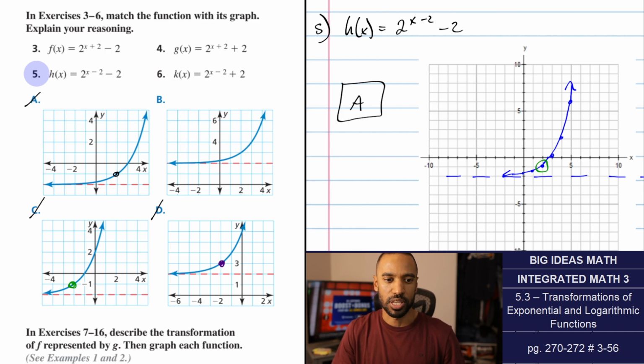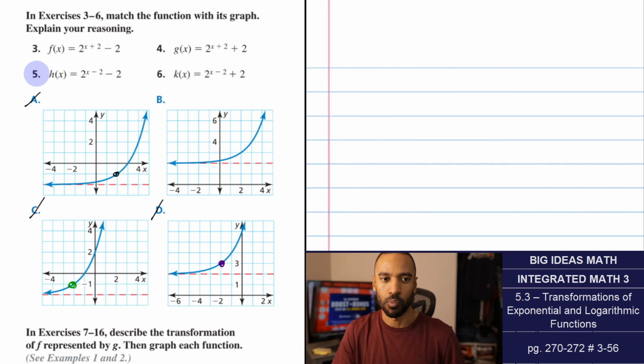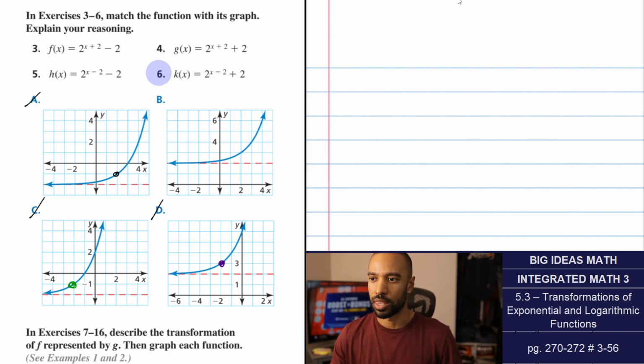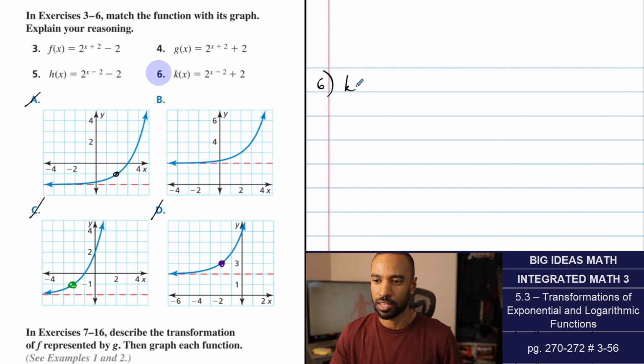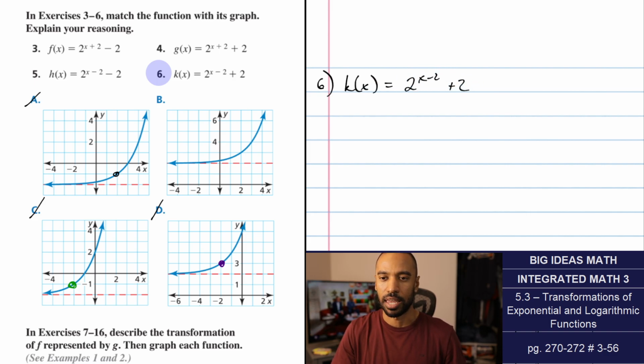And then lastly, number 6 looks like it's going to be B. Let's just talk about it with the graph that's on there instead of doing the translation. On 6, the way that I would be graphing that one, which is k of x equals 2 to the x minus 2 power plus 2, is I'd graph the plus 2 horizontal asymptote up 2 units, and I would plot a point 1 unit up from here. I do 1 unit up because my a value is 1.